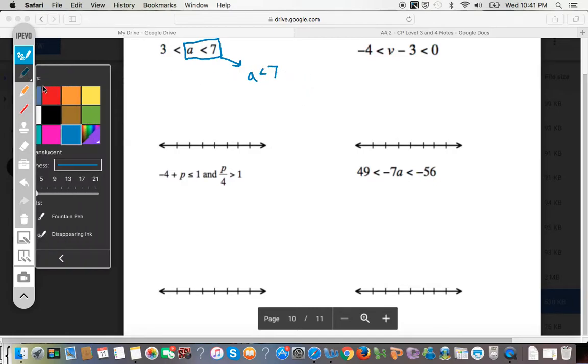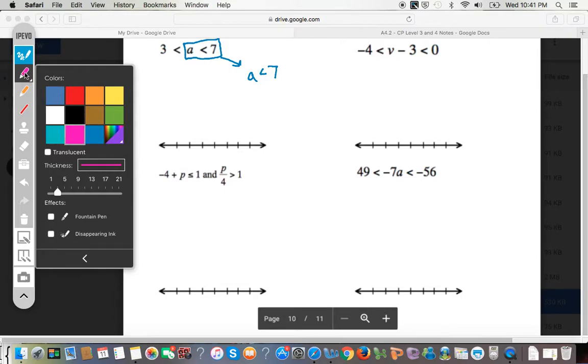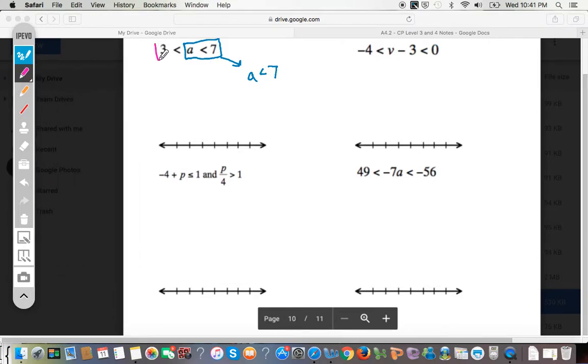Okay, so I'll change colors. Now I'm going to take a look at this right here. So I have 3 is less than a, or a is greater than 3. I like to have my a's on the left side, so I'm just going to flip this. So I have a is greater than 3.